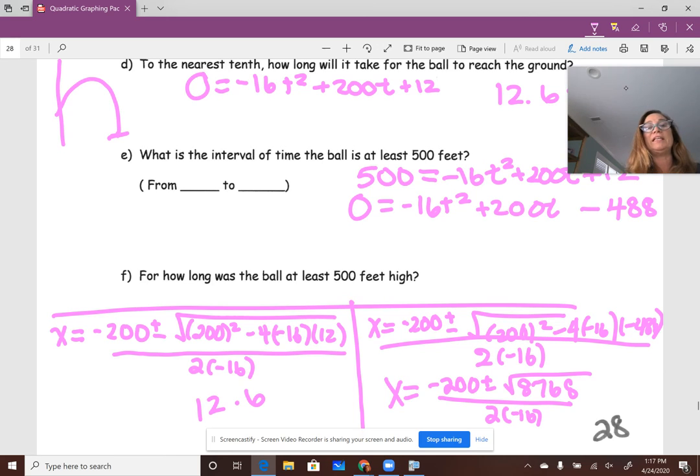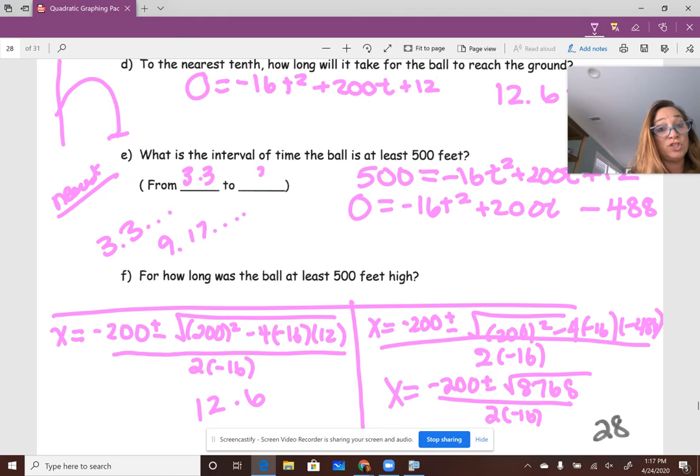Okay, so it says from blank to blank, and I really should have put nearest 10th here, so I apologize for my typos, but that's nearest 10th. From my calculator, I got 3.3 and I got 9.17, and you can do it on your calculator as well. You should be doing it on your calculator as well. You're supposed to be doing the work and checking the work, not just copying the work.